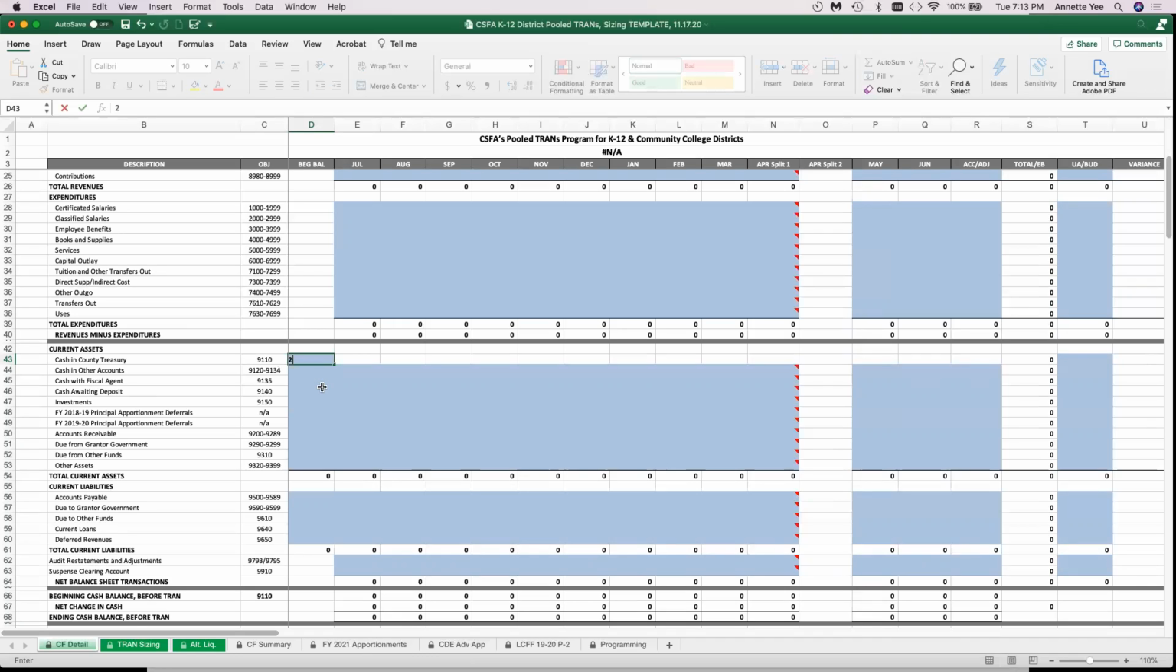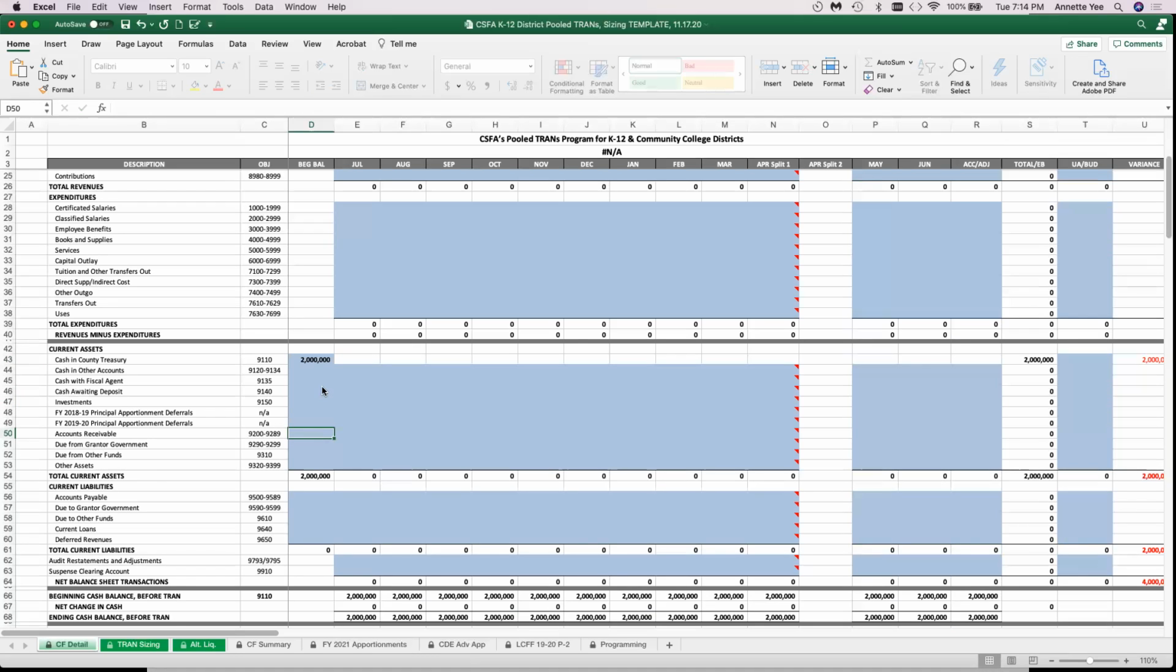Most of the clients that we work with have cash in treasury. Some are fiscally independent clients and may have cash in bank, but we're going to assume that everybody is working out of the treasury for this exercise. Okay, so you put the number in here in D43, and if you're a different district, you might have some monies in some of these other accounts, etc. And then you put in things like your balance in your accounts receivable.